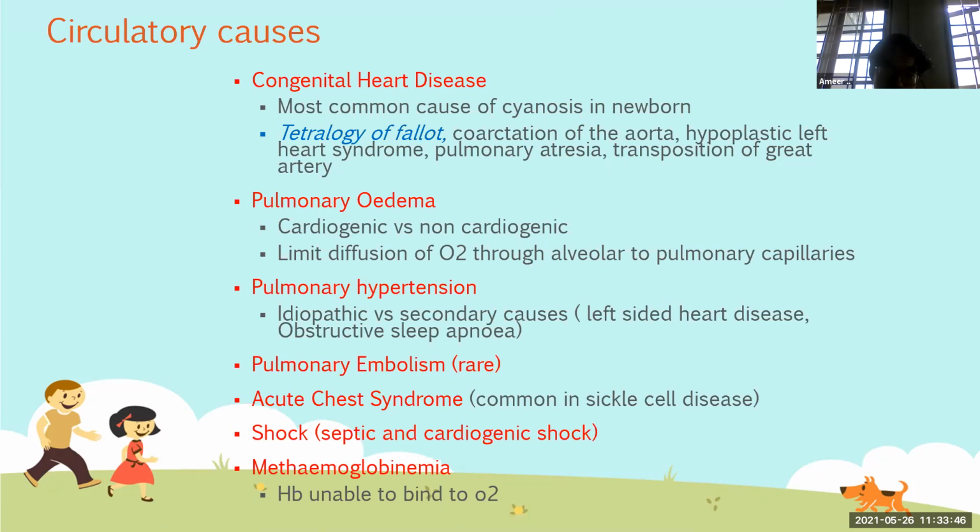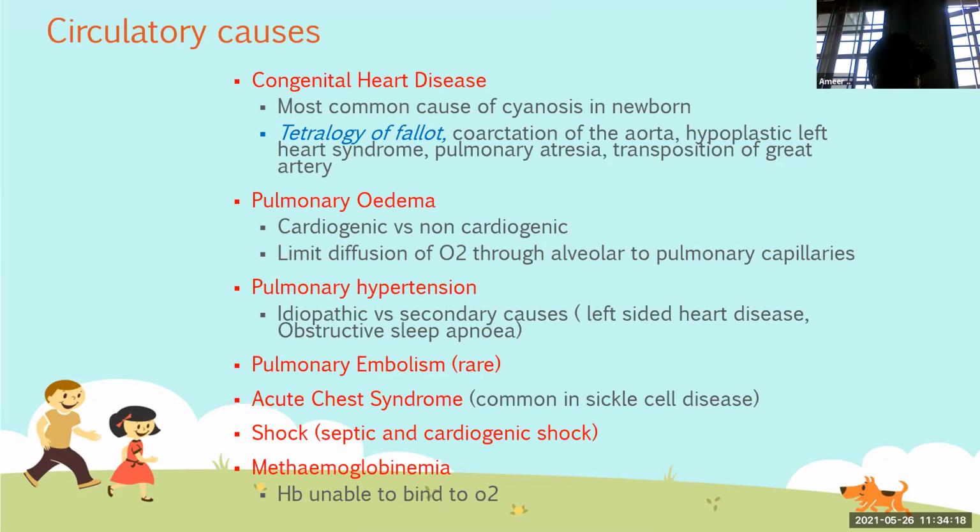And then the fourth cause is pulmonary embolism. However, it is very rare in children. And the other cause is acute chest syndrome. Acute chest syndrome is very common in sickle cell disease. In acute chest syndrome, the blood clumps in the pulmonary capillary, and then it reduces the blood flow and reduces the oxygen exchange in the alveoli.